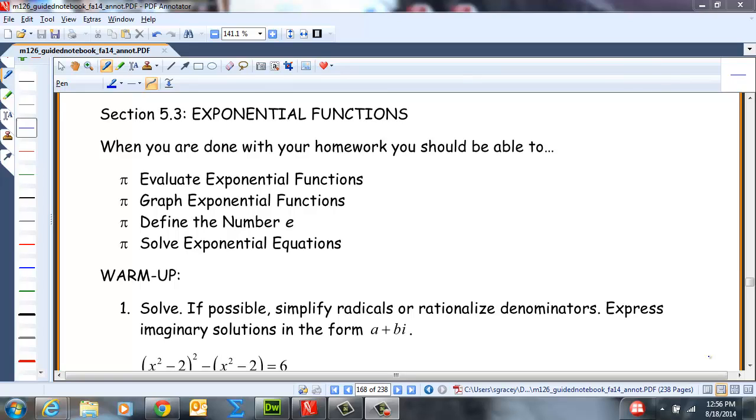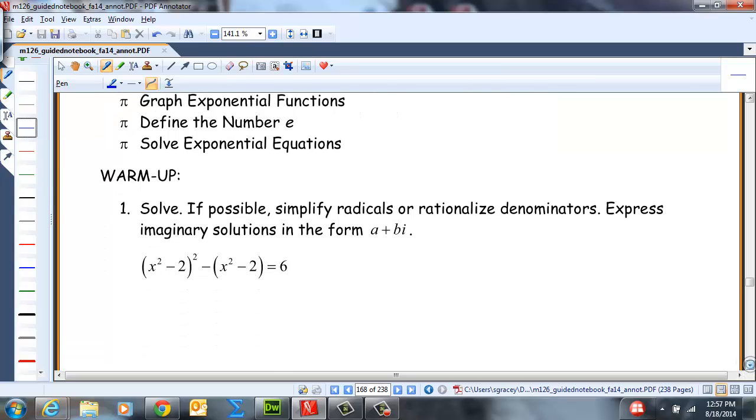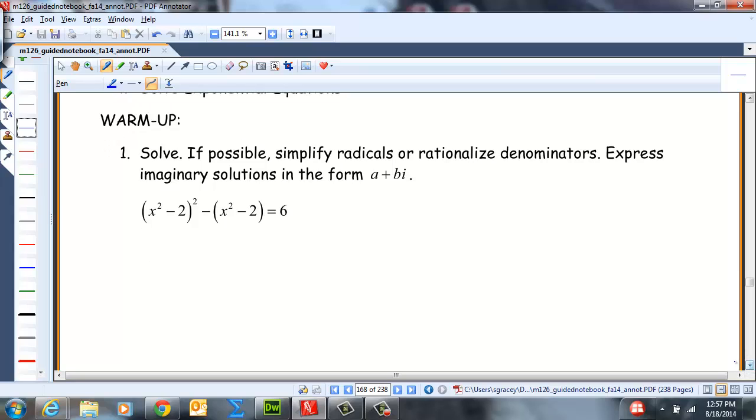So today we'll be looking at how we evaluate exponential functions, graph them, defining the number e, and solving exponential equations. So you should have seen a lot of this in intermediate algebra. Now it'll just be all condensed into one with some more interesting, fun math stuff going on. So go ahead and pause the movie and warm it on up.